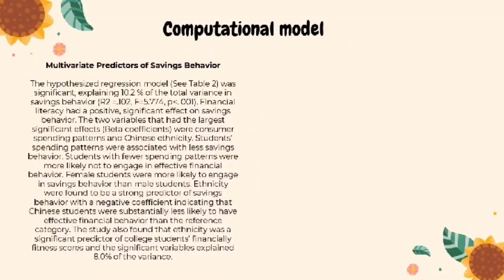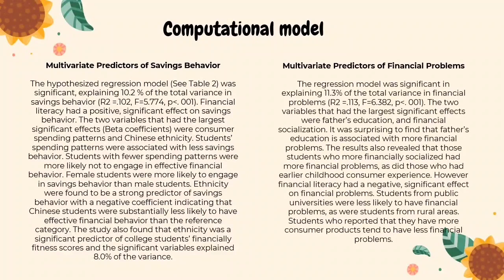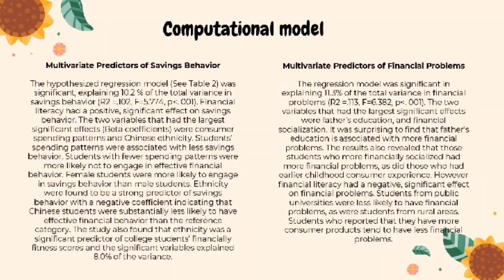The study also found that ethnicity was a significant predictor of college students' financial fitness scores, and the significant variables explained 8% of the variance. Multivariate predictors of financial problems. The regression model was significant in explaining 11.3% of the total variance in financial problems. The 2 variables that had the largest significant effects were father's education and financial socialization. It was surprising to find that father's education is associated with more financial problems.